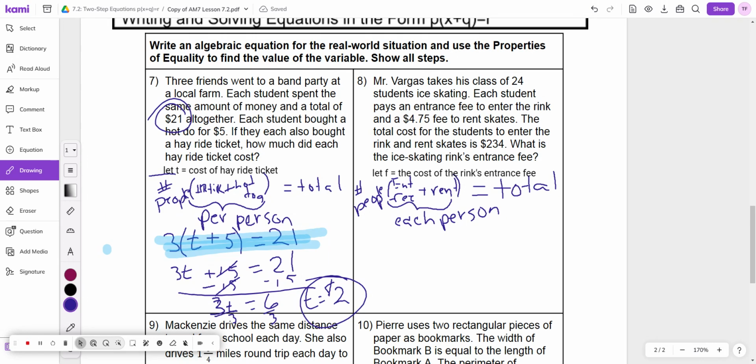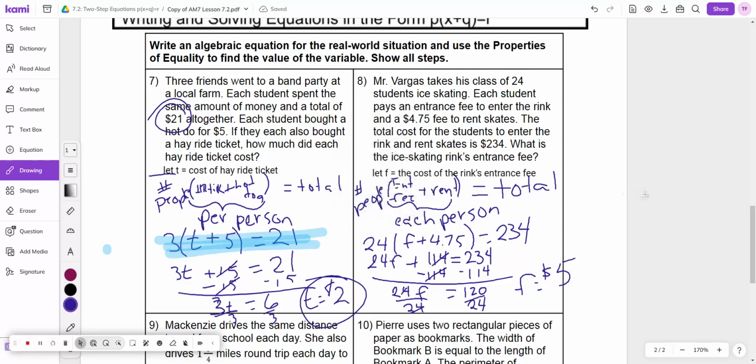The number of people is 24. The entrance fee, we don't know what that is, so that's going to be my letter F. The rent for the skates is $4.75, and that equals the total, which is $234. All right, pause the video, finish it, and then come back and check your answer.